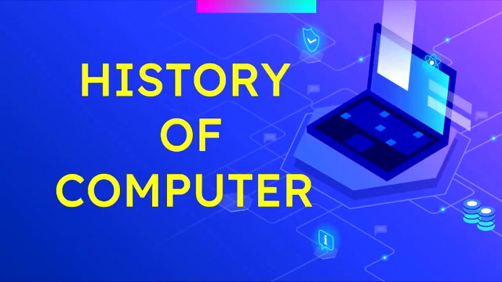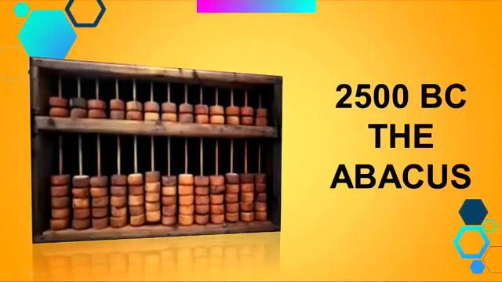Today, myself Manjunath, I am going to demonstrate the history of computers and the evolution of computers. In 2500 BC, the first one discovered was the abacus. Abacus is the first known calculating machine used for counting. It is made up of beads and rods. It is mainly used for addition, subtraction, multiplication and division.